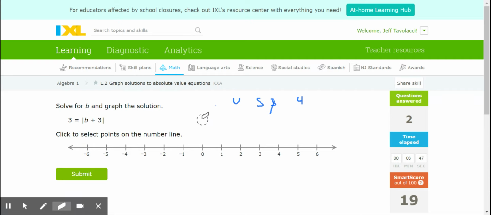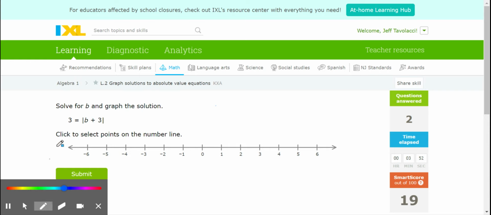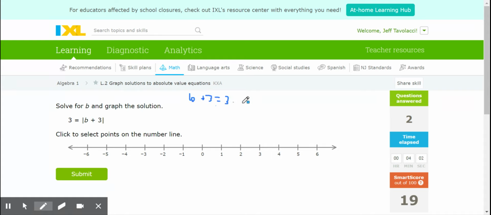Okay. We've got 3 is equal to the absolute value of b plus 3. Okay, so the absolute value is isolated. We'll go ahead and solve for each case. B plus 3 is equal to 3, or b plus 3 is equal to negative 3. Subtract 3 from both sides. Subtract 3 from both sides, and we get b is equal to 0, or b is equal to negative 6.